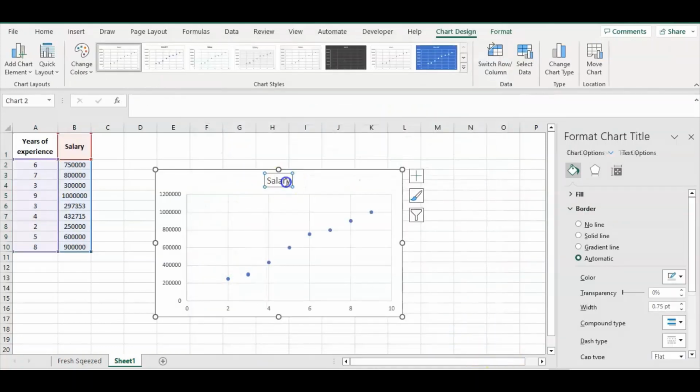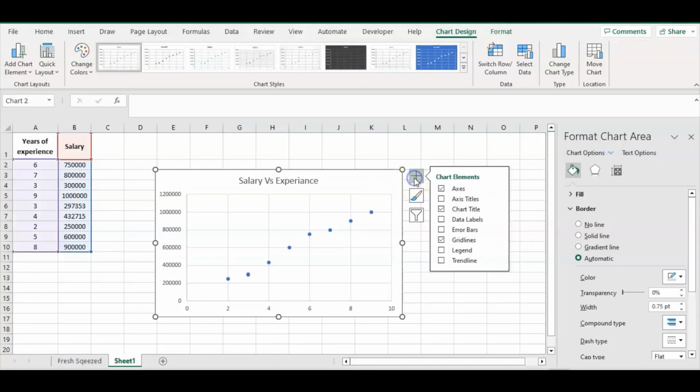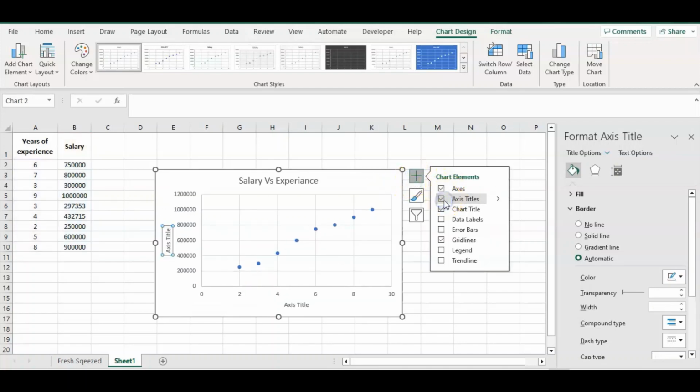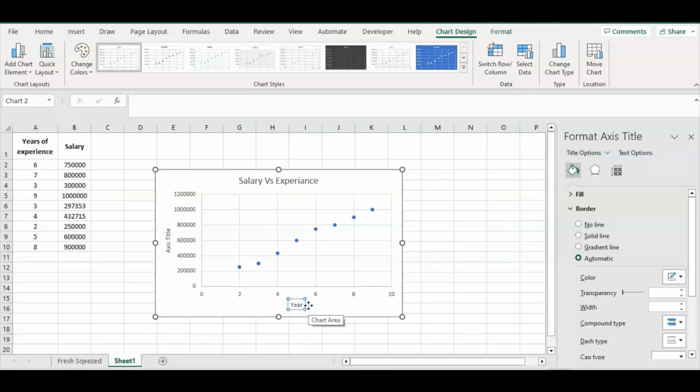OK. Let's change this chart title as salary versus experience. Let's add axis titles. Horizontal axis as years of experience and vertical as salary.